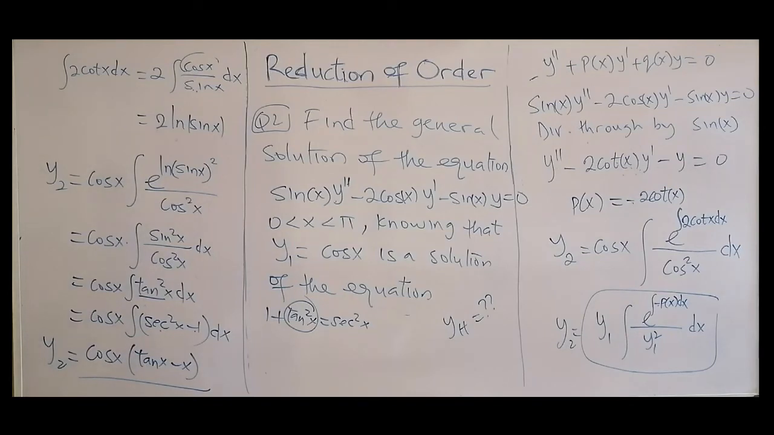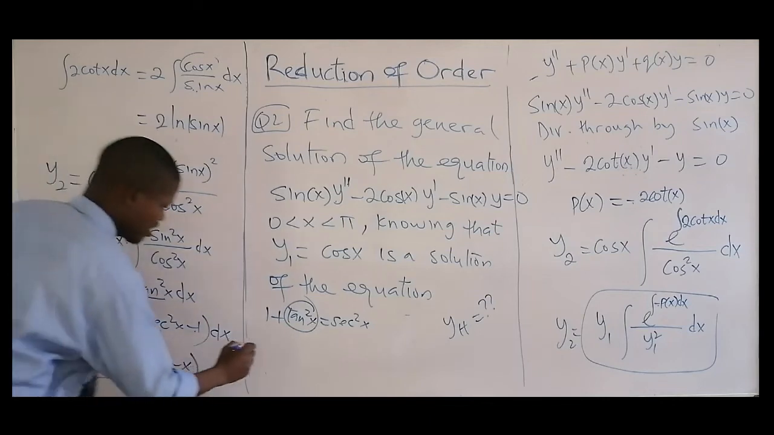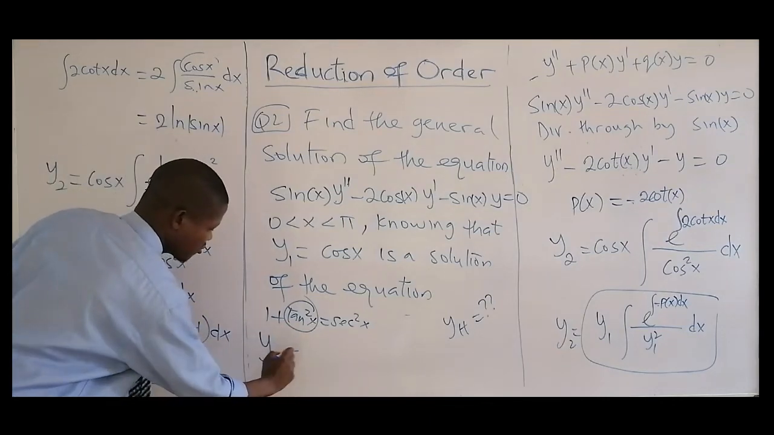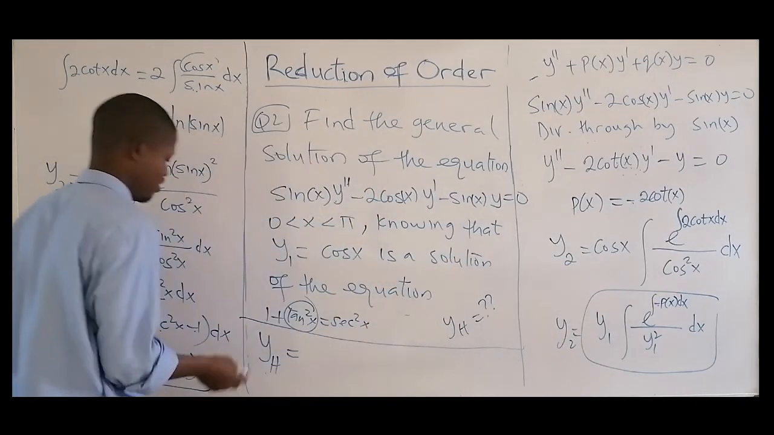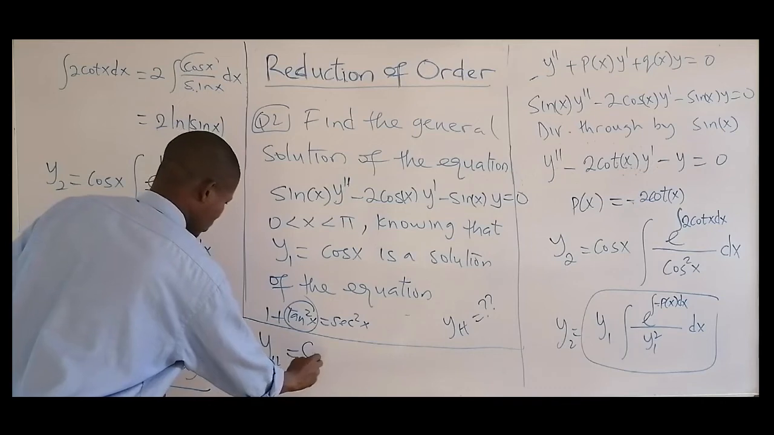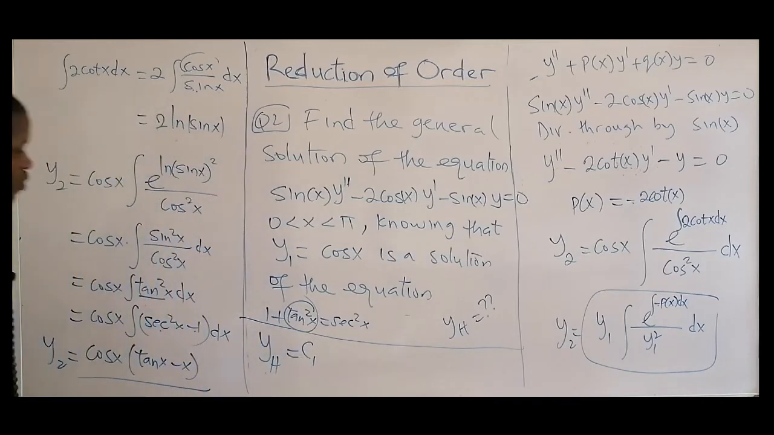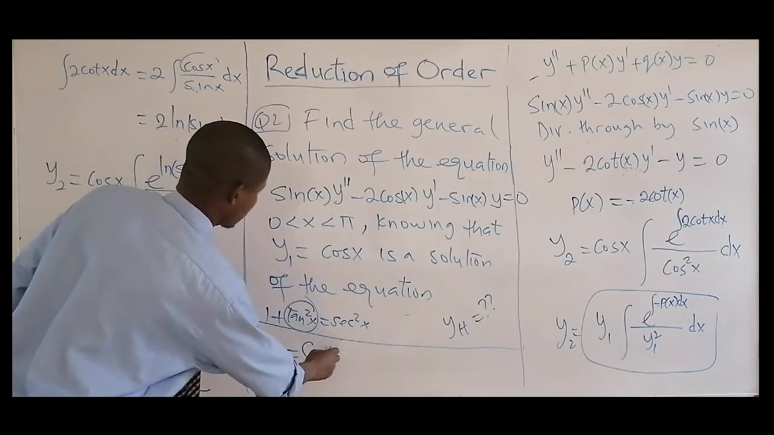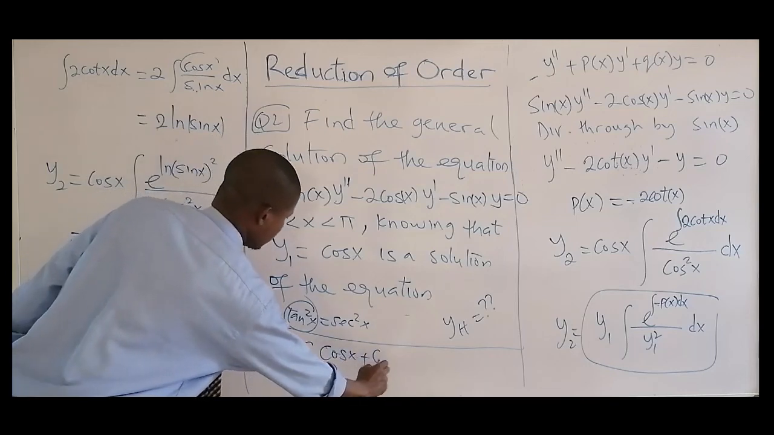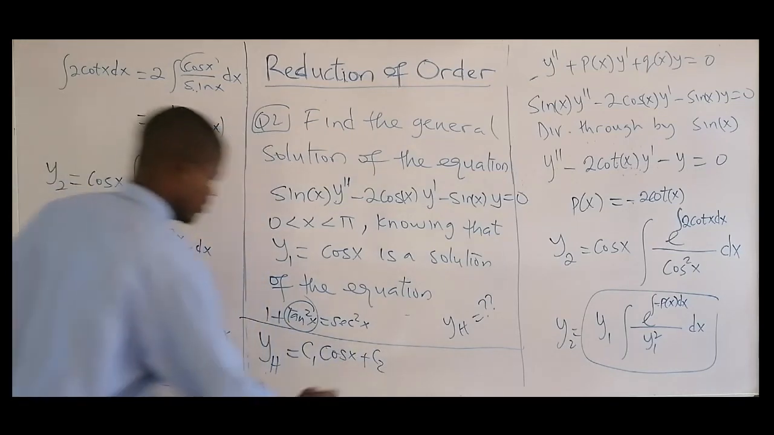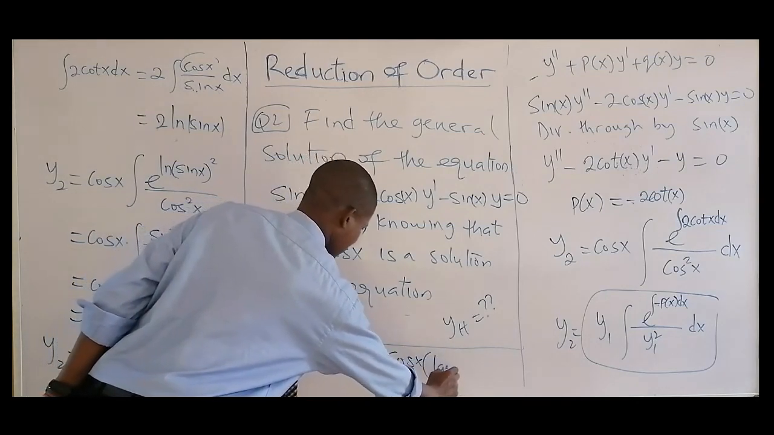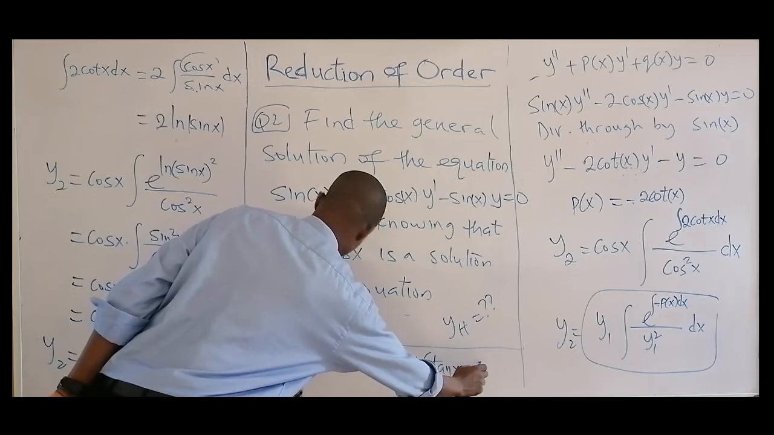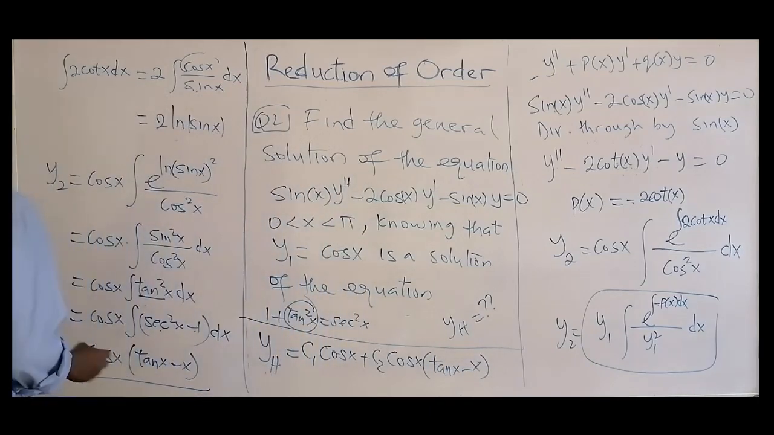And that's the y2. So the general solution, which is the homogeneous solution, is homogeneous because the equation is homogeneous. So that will be C1 Y1, where Y1 is given in the question as cos x, plus C2 Y2, which is what? Cos x times the bracket tan x minus x. So that's that for this question. Let's start on the next question.